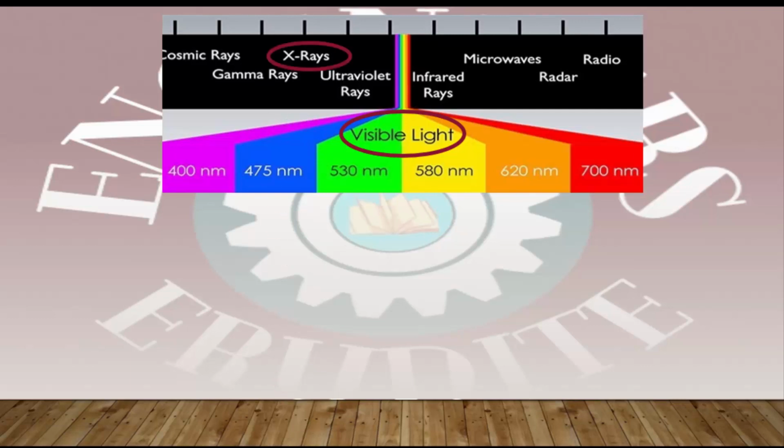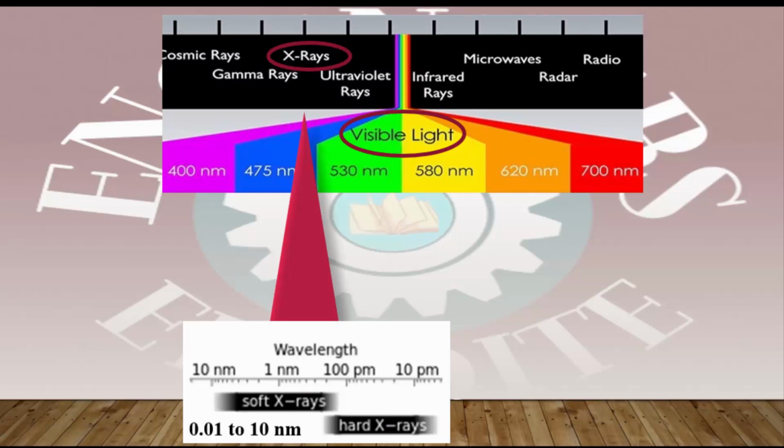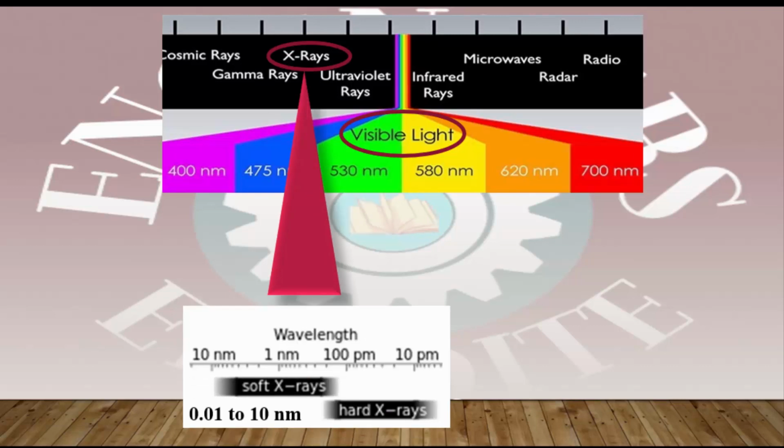However, there are some cases where X-rays are associated with microscopy, or facilities using X-rays are attached to microscopic instruments. X-rays have a wavelength between 0.01 to 10 nanometers.